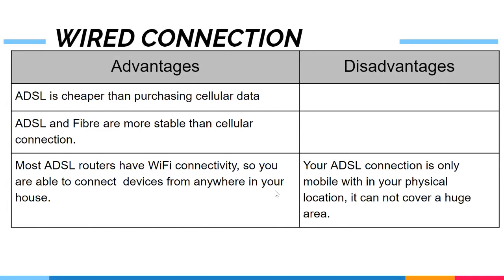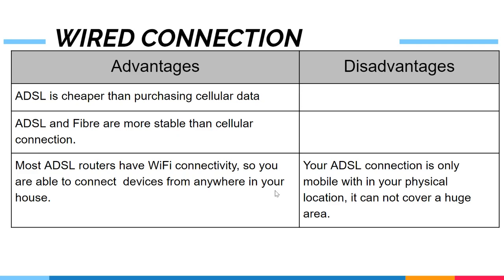ADSL is cheaper than purchasing cellular data. Obviously, we're looking at maybe you're wanting to do things like watching Netflix and things like that. ADSL or fiber is more stable than a cellular connection. Most ADSL routers have Wi-Fi connectivity, so you can connect devices from anywhere in your house and be sort of on the move on your property.